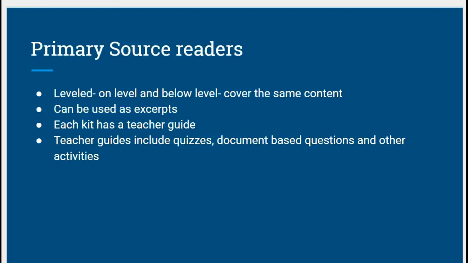So those primary source readers have 2 levels, on level and below level, but they cover the same content. I recommend using them as excerpts instead of having kids read the whole book in one sitting. Paper clip a 2-page spread and have them read that. Choose the passage that's the most significant. Each kit has a teacher guide, and those teacher guides have already made quizzes, document-based questions, and other activities. And they have a lot of great map activities in there as well.